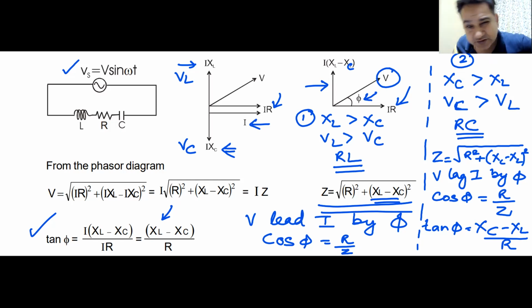XC is more than XL, so it is XC minus XL by R. Voltage will now lag current by a phase angle of phi. This is more than enough that you must know. I'll give you a minute to note it down.